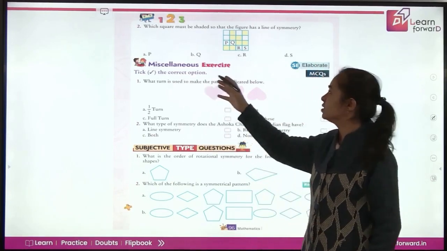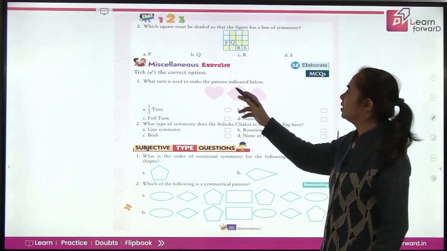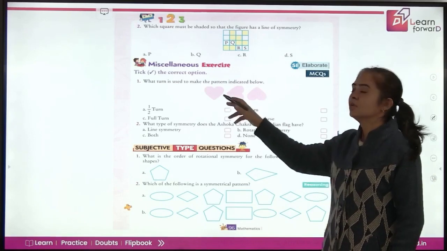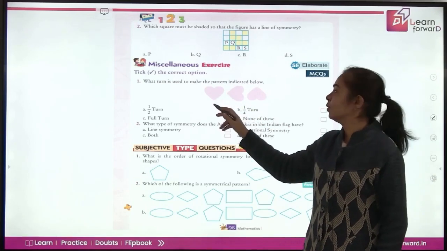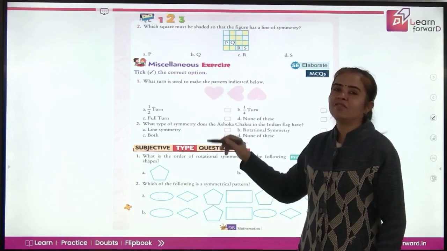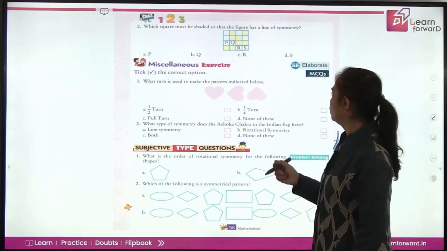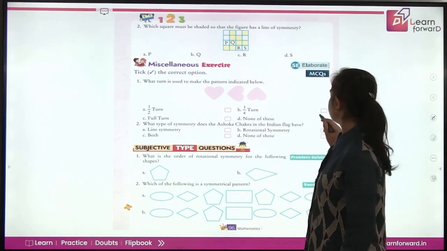Coming to next miscellaneous exercise, tick the correct option. What turn is used to make the pattern indicated below? So what do you see here? Just look at the tip of this heart. It moves to the left and then it moves to the top. So which turn is it, children? 1/4 turn. That is perfect.